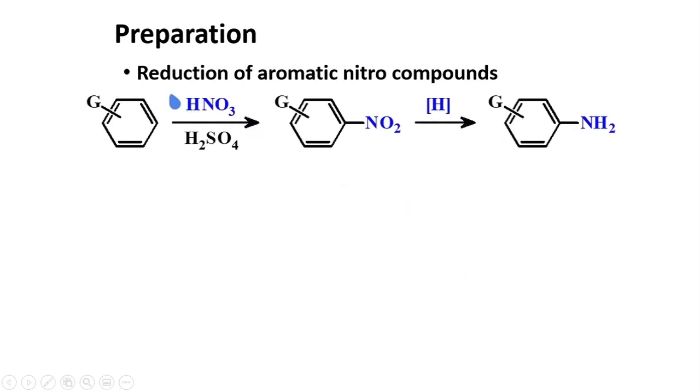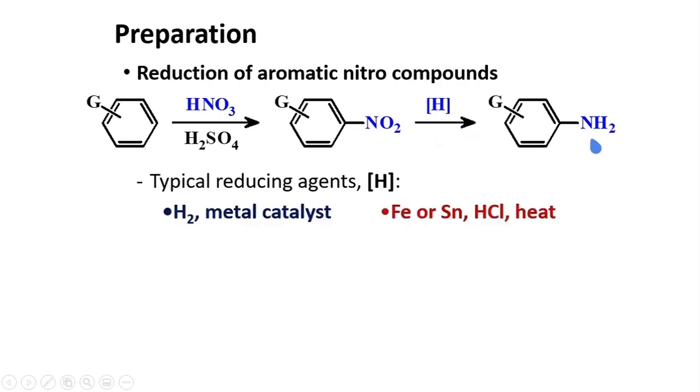You can follow the reduction of aromatic nitro groups as a method of preparation. Here you can put the nitro group to the benzene ring using our typical procedure. And when the nitro group is installed, this can be reduced to the amine. Typical reducing agents are hydrogen gas in the presence of a metal catalyst. This is catalytic hydrogenation, and iron or tin in HCl plus heat.